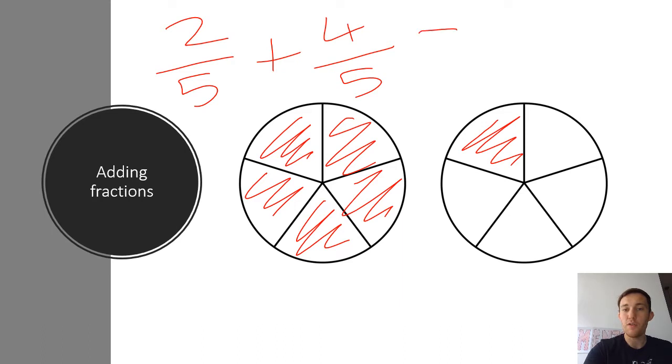So therefore 2/5 add 4/5 will equal 6/5, because that's how many we've shaded in all together. However, this is an improper fraction, so this could be turned into a mixed number. So this would be the same as 1 whole and 1/5.